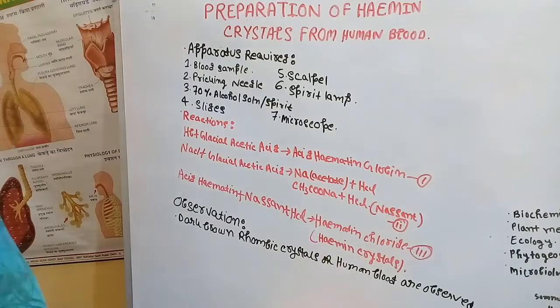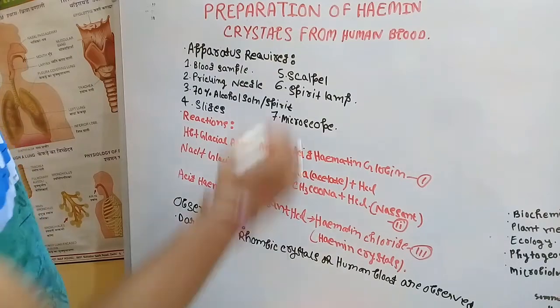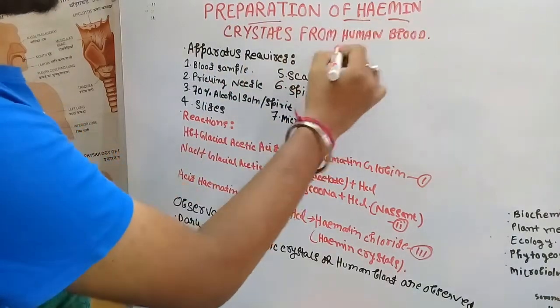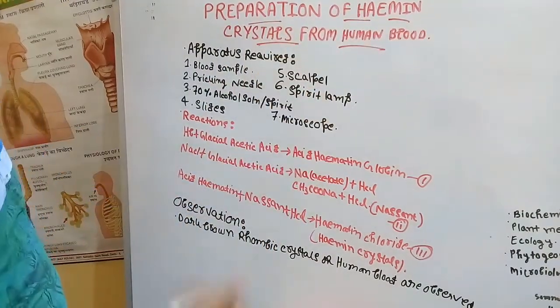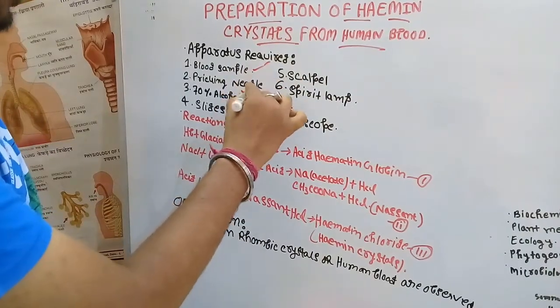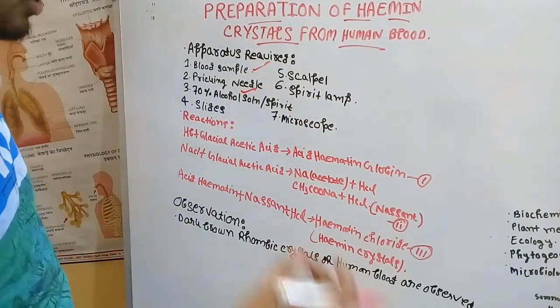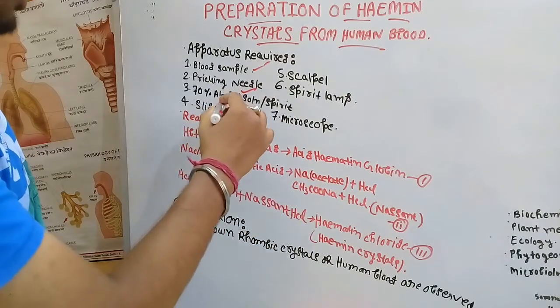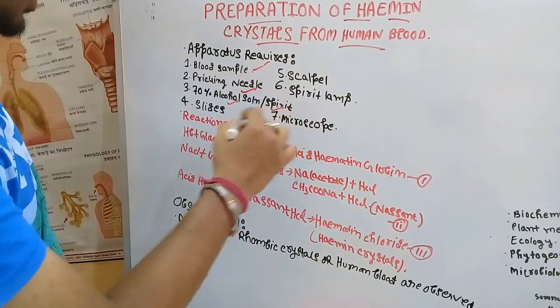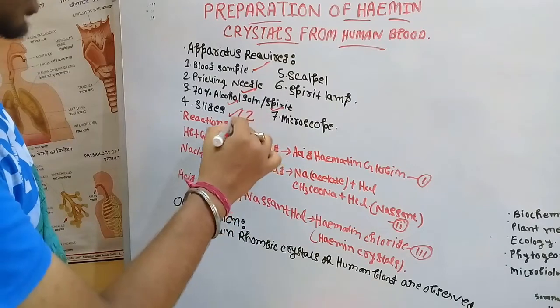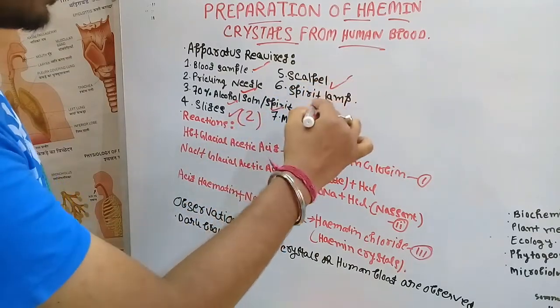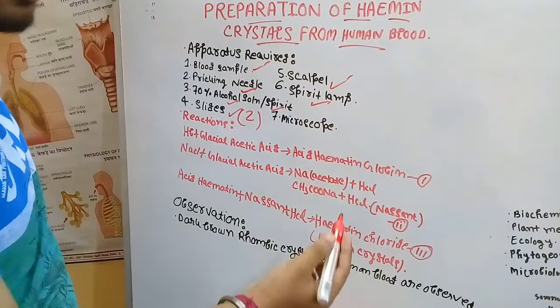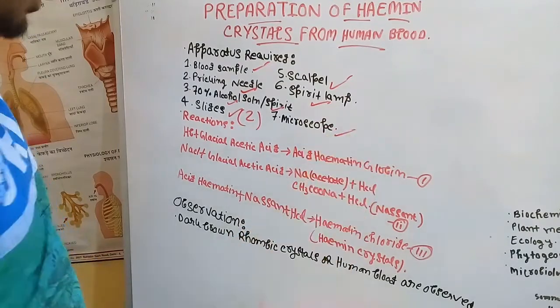Regarding the practical of preparation of Haemin crystals from human blood, the apparatus required will be a blood sample, a pricking needle, not a common needle. The required thing is a pricking needle. Then 70% alcohol solution or spirit, two slides, a scalpel, a spirit lamp for heating, and finally a microscope.